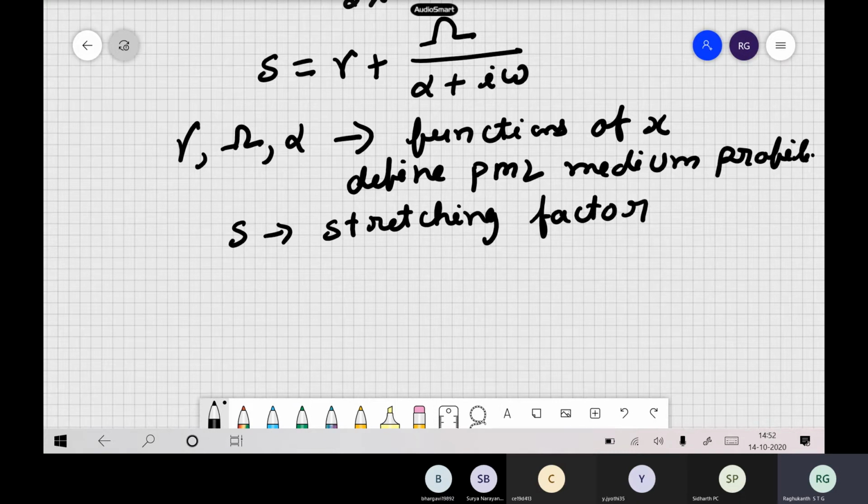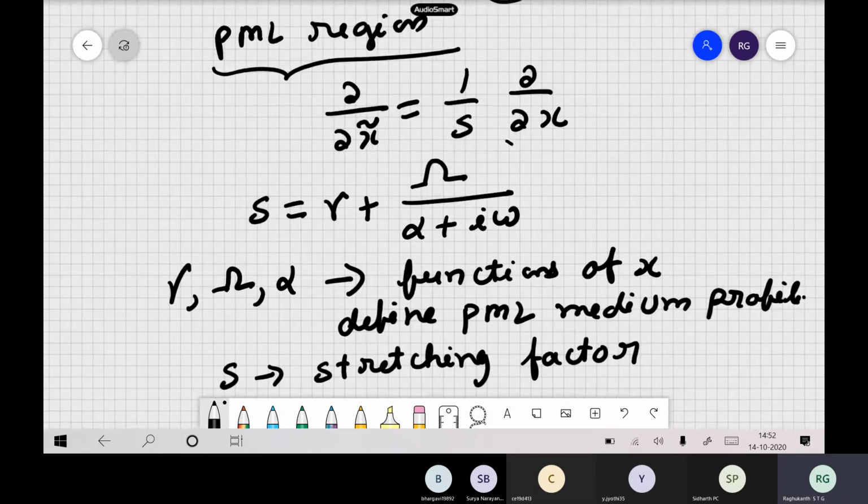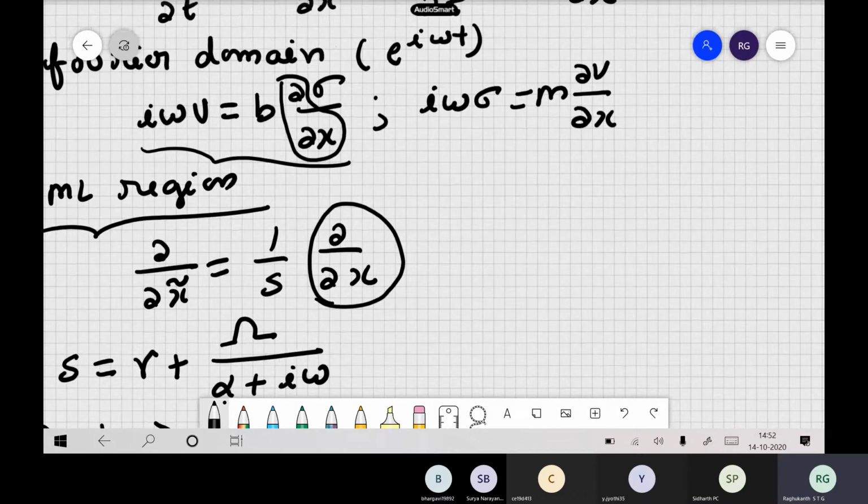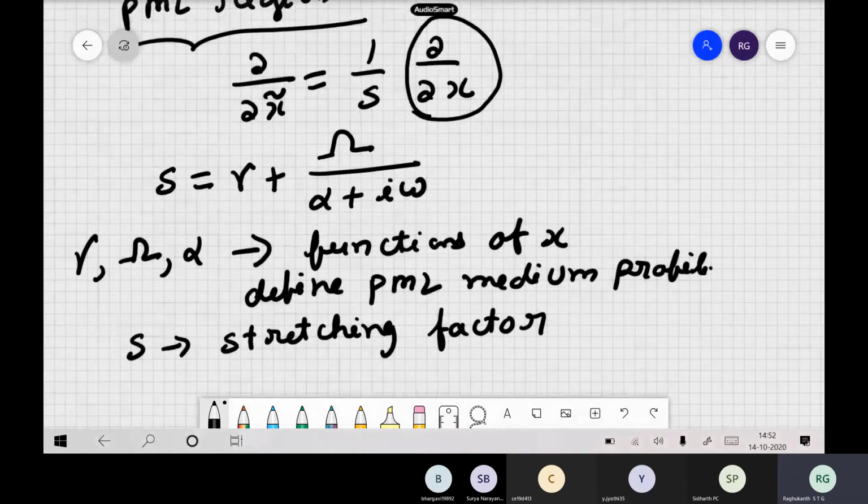Okay, so this is also known as the stretching factor. Now if you substitute this in our expression, so your ∂/∂x can be written as s times ∂/∂x̂. So wherever ∂/∂x is there in our velocity-stress formulation, you replace it with these new expressions.